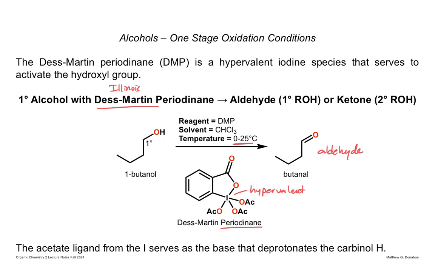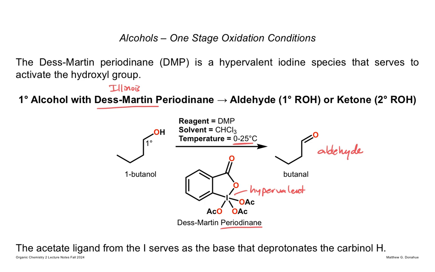So of those three conditions, the DMP, Des-Martin periodinane, is probably the easiest to run. You throw that reagent in. As time goes on, the byproduct separates out. That's how you know it's done. And then you just filter it off. And you don't have to worry about chromium, which is a mess.